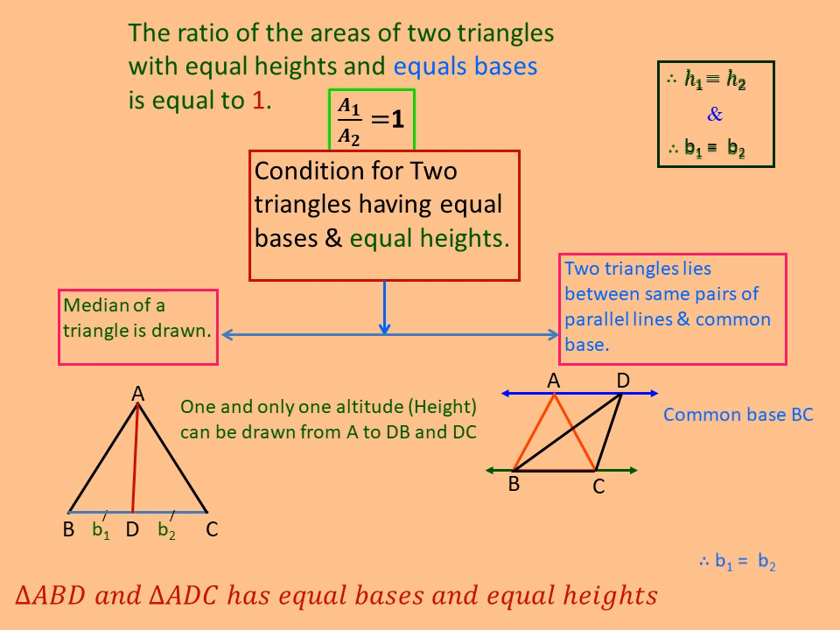Therefore, we also have a common base, that is BC, for both the triangles. So B1 equals B2, and as you have seen, H1 equals H2. Now when the bases and the heights are equal, what will you get as the ratio of the areas? The ratio of the areas, A1 upon A2, will be equal to 1.